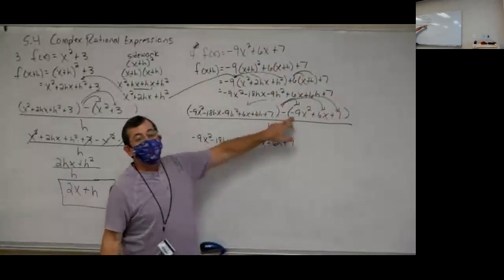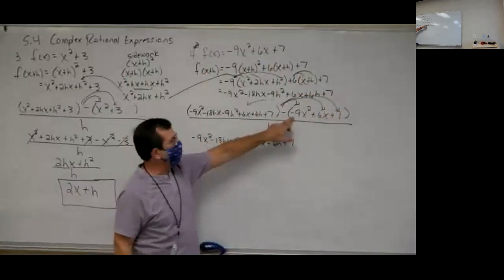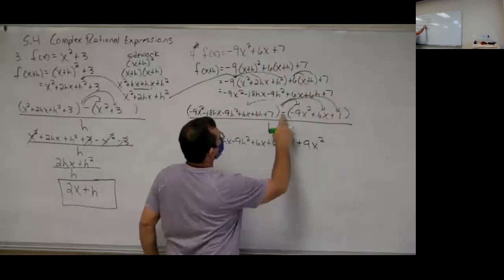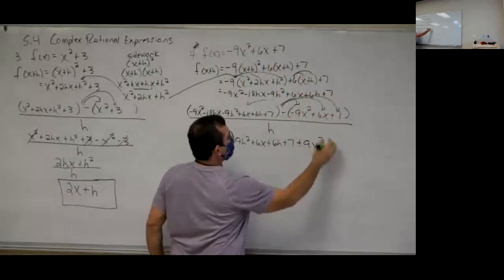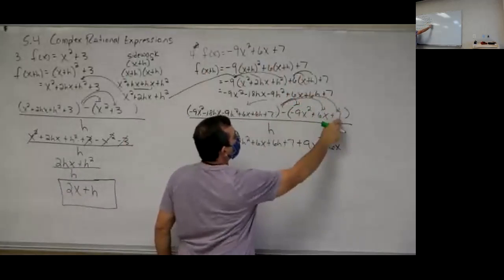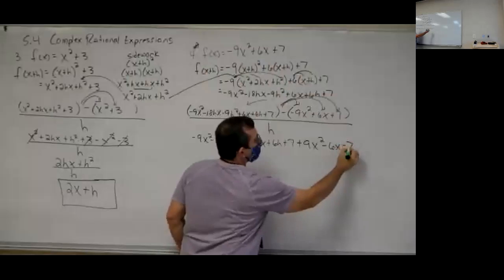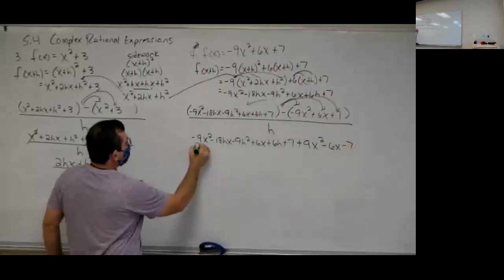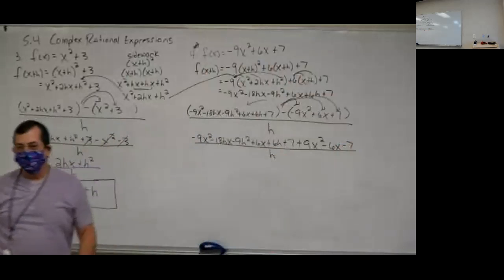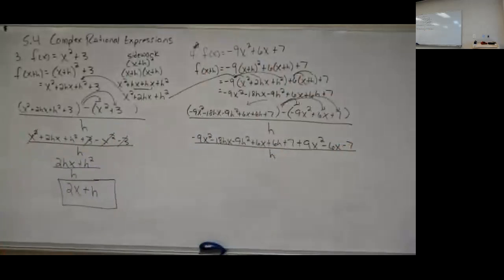Now, a double negative, we'll make that a positive 9x squared. Negative times a positive 6x makes that a negative 6x. Negative times a positive 7 makes that a negative 7. All of this over h. You got to love the algebra in this class, right?